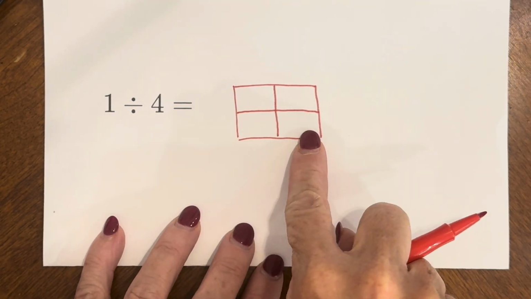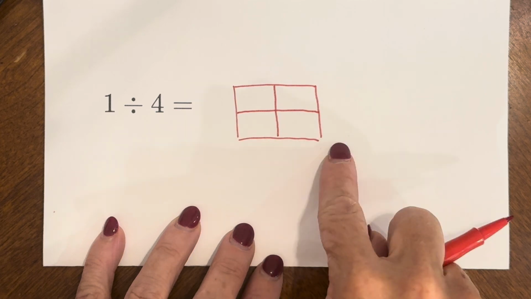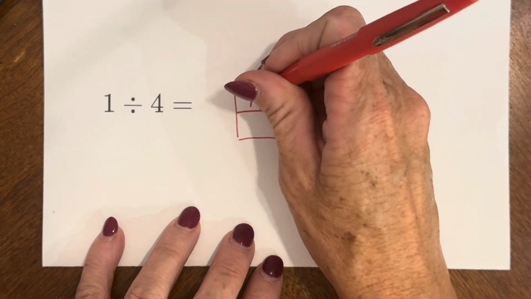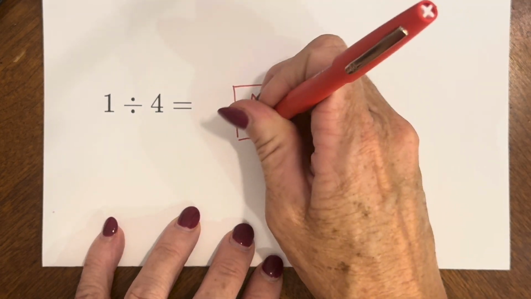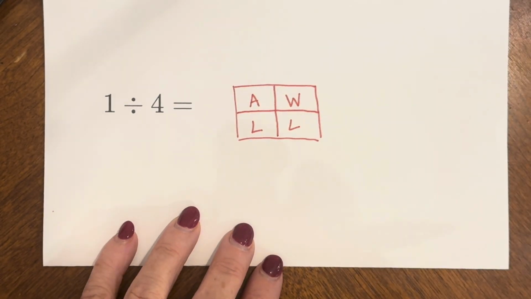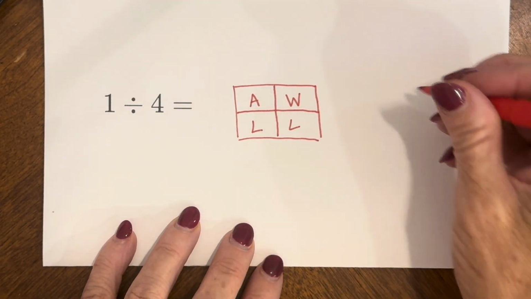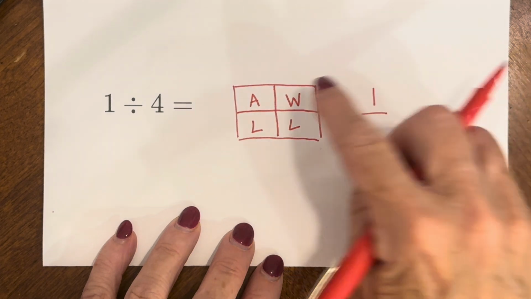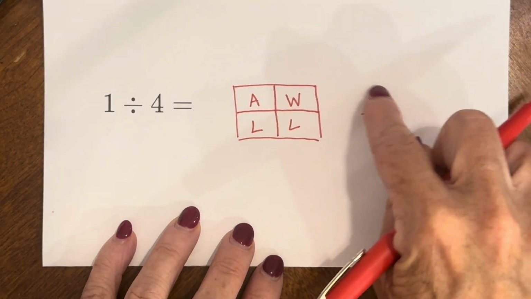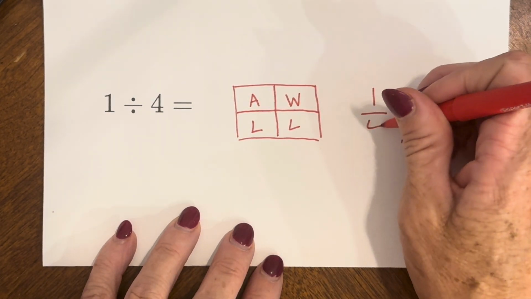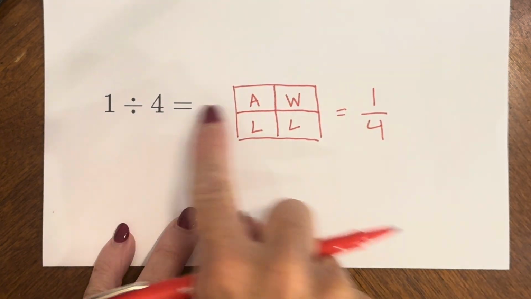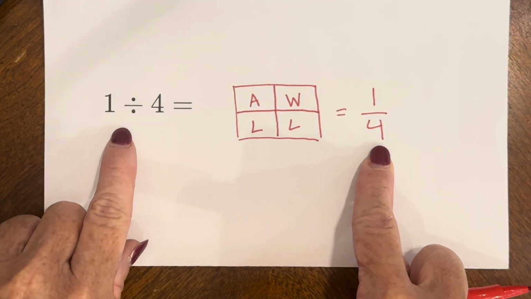So here's my 1 cake, and it's divided in 4 slices for my 4 kids. My 4 kids are Ashley, Will, Luke, and Logan. So each of my kids gets 1 piece. Ashley gets 1, Will gets 1, Luke gets 1, and Logan gets 1 out of the 4. So see if you're seeing the pattern here.